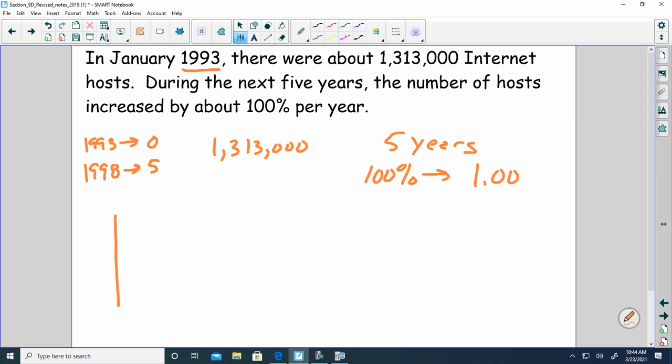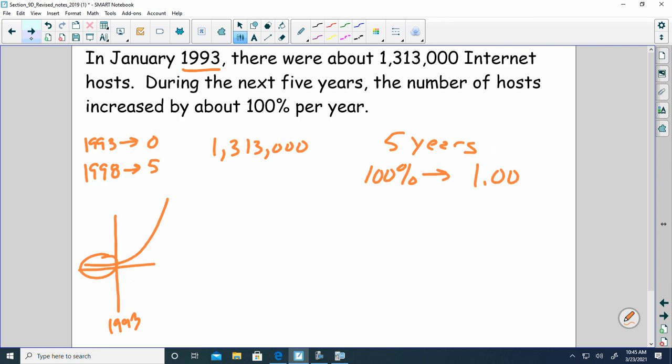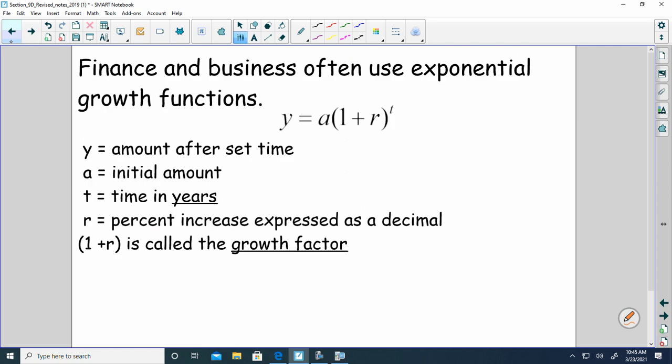So basically, this graph is going to look something like this, where this part of the thing we're not worried about. But this line right here basically takes place at 1993. Over here is 92, 91, 90, all the way back to the start of time. So that's kind of what our graph's going to look like. So let's utilize our information. We're going to use this equation, A times (1 plus r) raised to the t.